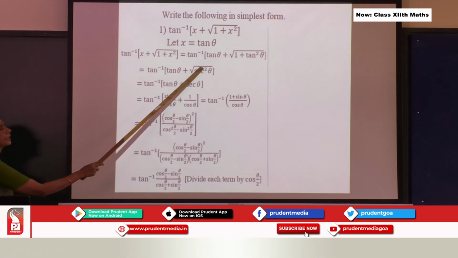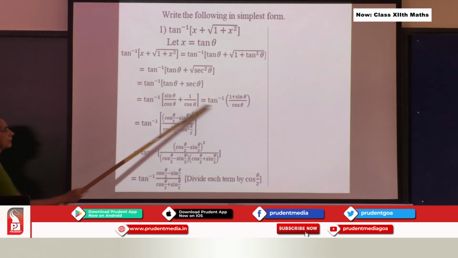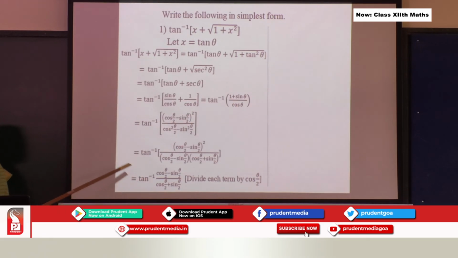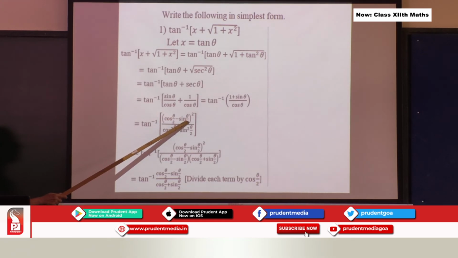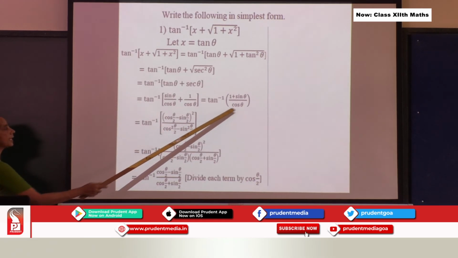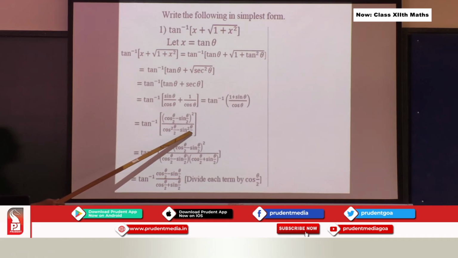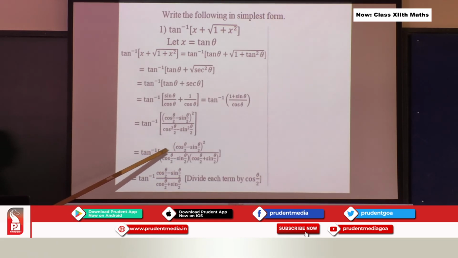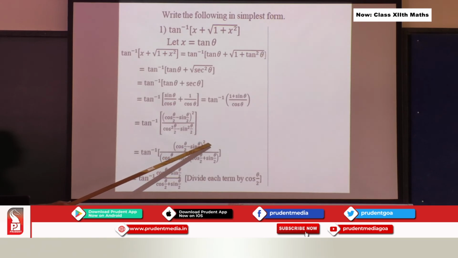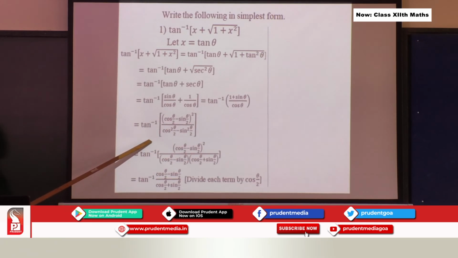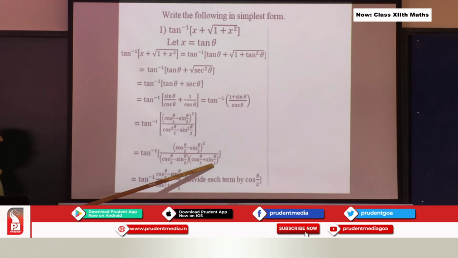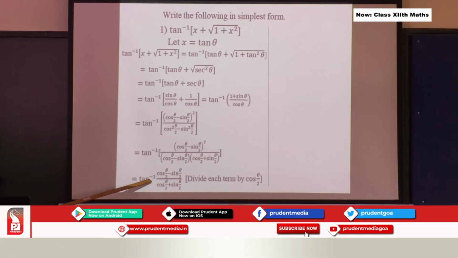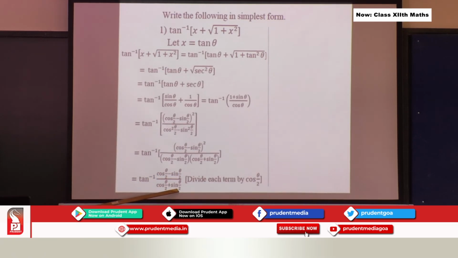These are all formulas from 11th standard, so I don't have to explain much. But here, 1 plus sin theta, you have learned a formula in 11th standard: cos theta by 2 plus sin theta by 2, the whole square. Cos theta can be written as cos square theta by 2 minus sin square theta by 2. Here we are using the a square minus b square formula: cos theta by 2 minus sin theta by 2 into cos theta by 2 plus sin theta by 2. So we can simplify. You get tan inverse of cos theta by 2 plus sin theta by 2 upon cos theta by 2 minus sin theta by 2.